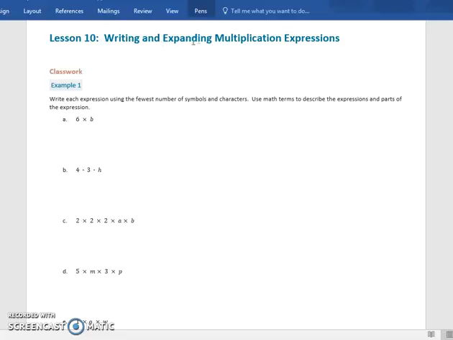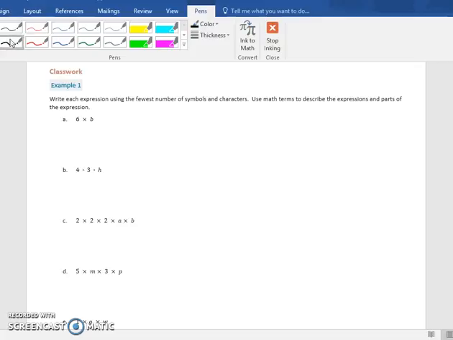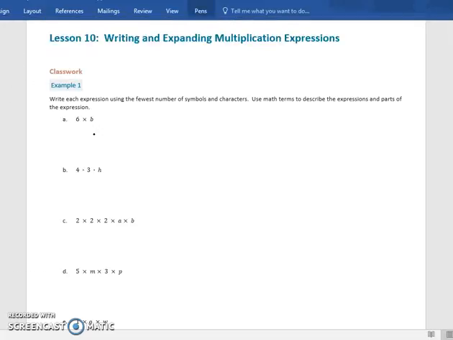All right, so we are writing and expanding multiplication expressions. What we're after here is upgrading how we write things out. It's kind of like going from print to cursive, all right? We're just changing how things are written out. And we've noticed for a while now that X cannot mean multiplication anymore, so we can't write with the X anymore.